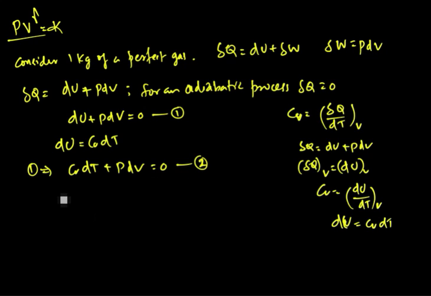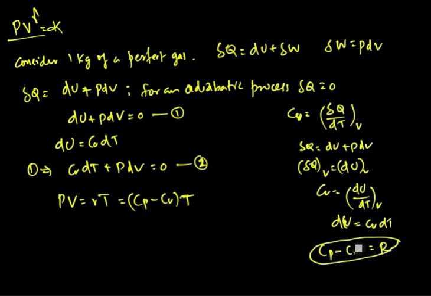Now for an ideal gas, we know that PV is equal to RT, or this can be written as Cp minus Cv into T. We will derive this equation in the next lecture, that is how this R becomes Cp minus Cv. For 1 mole of a gas we usually use Cp minus Cv is equal to capital R. For n moles of a gas, Cp minus Cv is equal to small r.